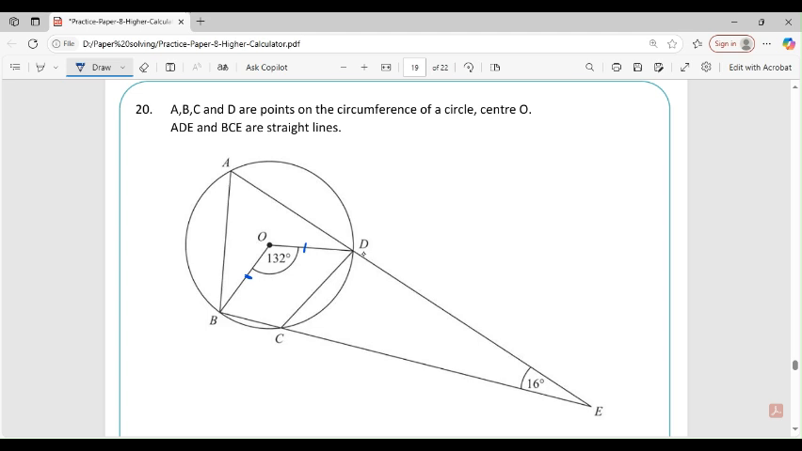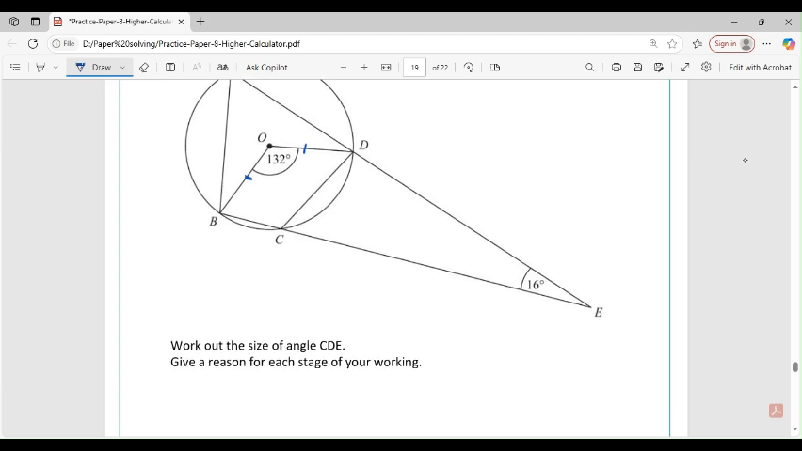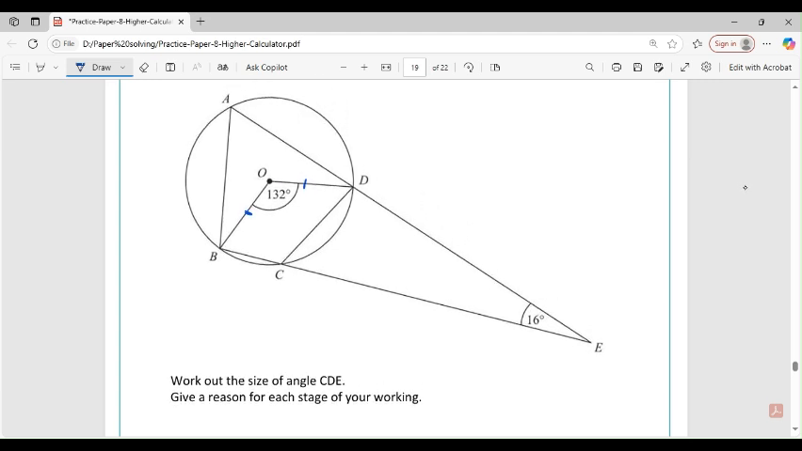Now we need to find out, ADE and BCE are straight lines. Correct. Now work out the size of CDE. CDE, this angle they need to find out. This is the unknown angle. We need to find out this, and we should know the reasons also.